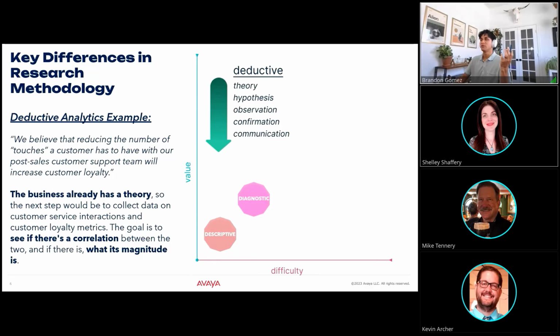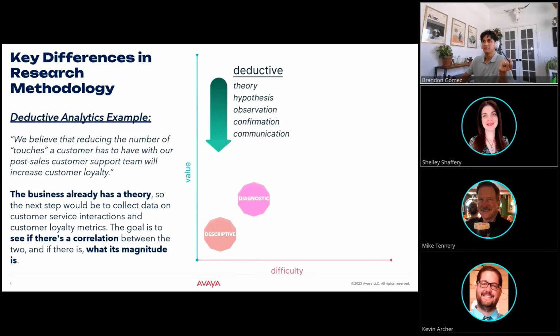Starting with top-down, we take a pre-existing theory or concept and see if we can validate it or refute it. To drain this slide in order to help elaborate on this, let's take the example we have up top. We believe that reducing the number of touches a customer has to have with our post-sales customer support team will increase customer loyalty. Here, the business has a theory. So they would utilize descriptive and diagnostic analytics to aggregate the appropriate data or observations and to run a bunch of tests to validate, confirm, essentially see if there is a correlation between those two things. What kind of correlation, what is its magnitude, so on.